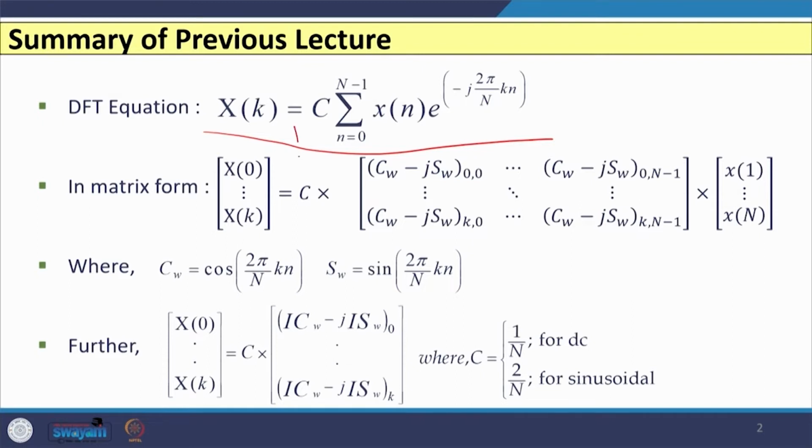we represent this equation in matrix form, then on the left hand side we have the phasor values of the different harmonic components like DC value, fundamental and so on, and on the right hand side we have some constant C, then the weight matrix and then the sample values. CW and SW are given by these two equations, that is cos or sin of 2 pi by N k n, and when we further multiply this, finally we obtain the values of ICW and ISW.